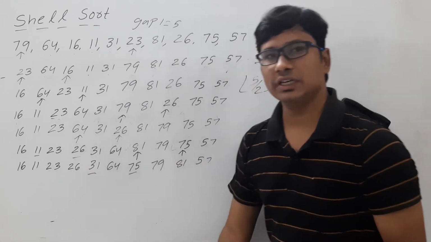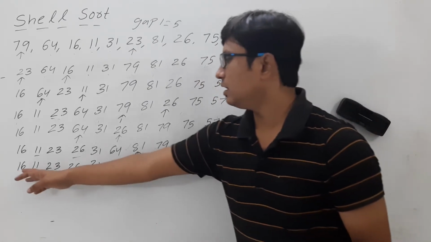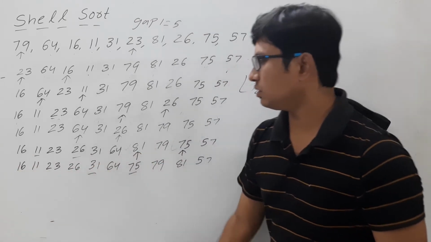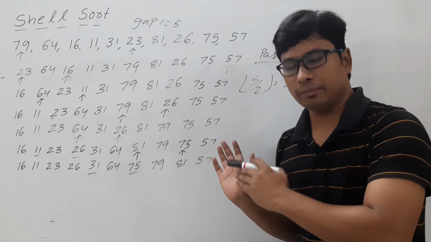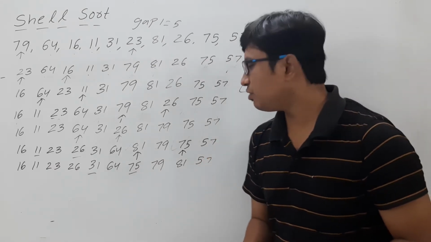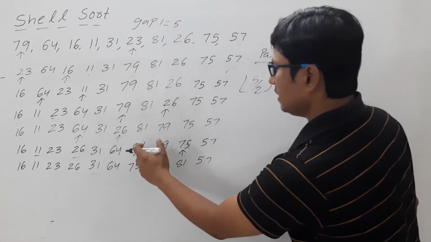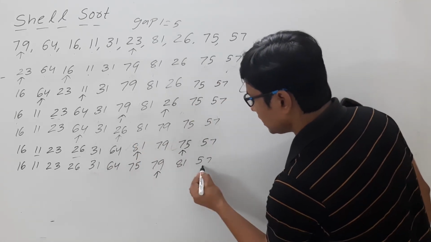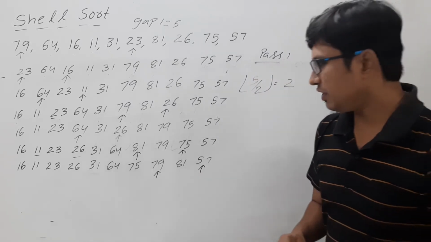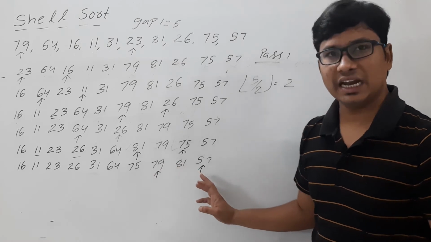So you need to check in the backward direction. Now 23 and 16, again you will check. Now 16 is less than 23, so no problem. So that is the way you need to look in the backward direction and also in the forward direction. So we have compared 81 with 75. Now I need to compare 79 with 57.